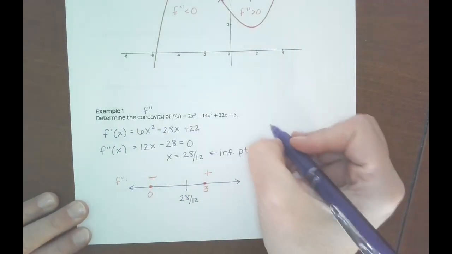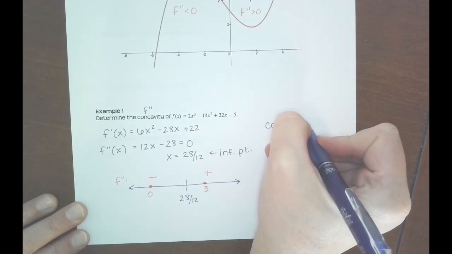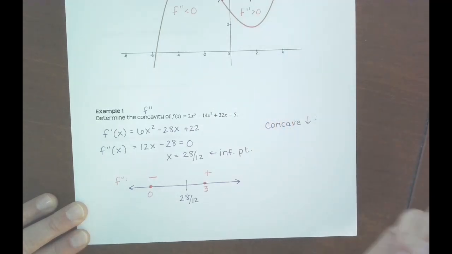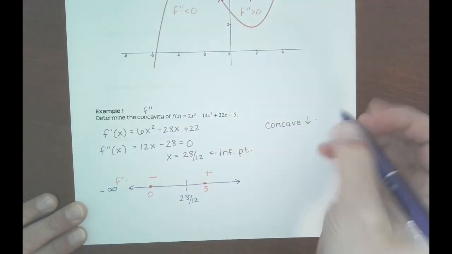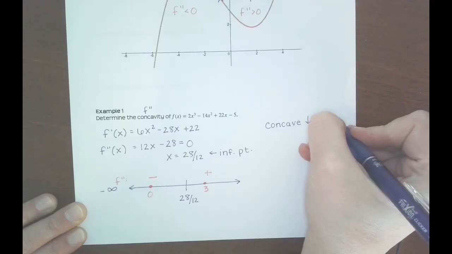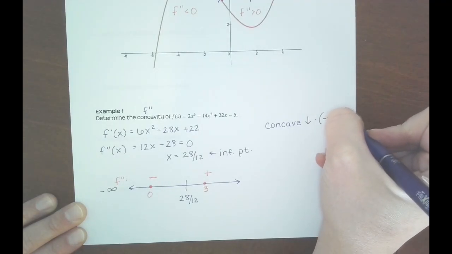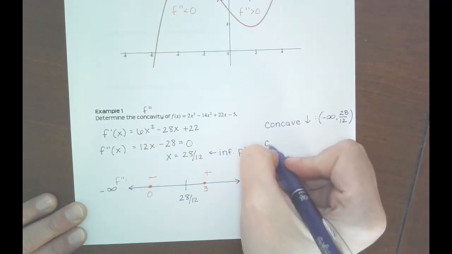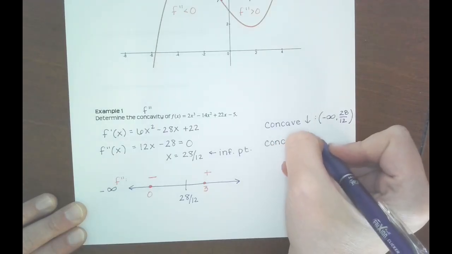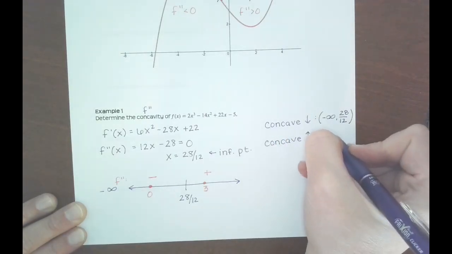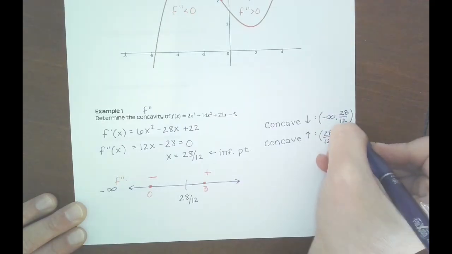To answer this question, I would say that I am concave down on the interval from negative infinity, because that's over here, up to 28 over 12. I might have cut myself a little short here in space. And I am concave up on the interval starting at 28 over 12 and heading out to positive infinity, because that's over here.